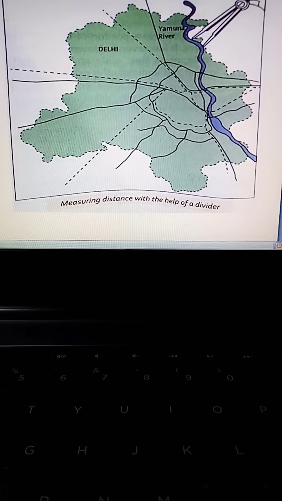In the divider method, a divider whose pointed ends are 1 or 2 cm apart is used, beginning at one end of the feature to be measured. The divider is turned continuously till the other end is reached. The number of turns is counted and then, using the scale of the map, the actual distance on the ground is calculated.